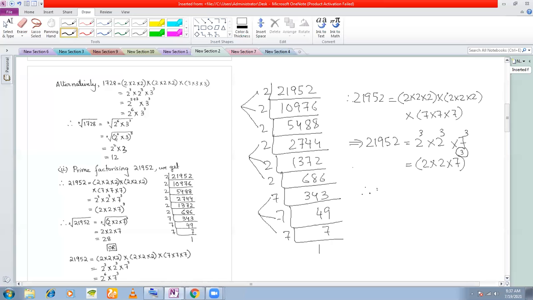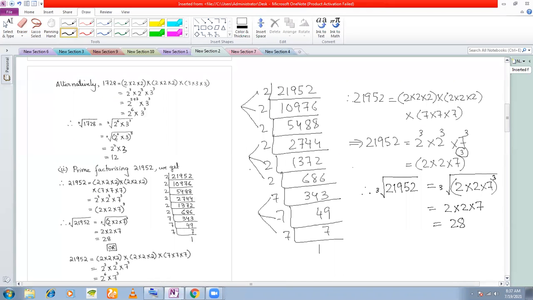So therefore, if you now take the cube root, cube root of 21952 is equal to cube root of 2 into 2 into 7 whole cube, which is equal to 2 into 2 into 7, which means 28. Okay. So that is how you find the cube root of this.